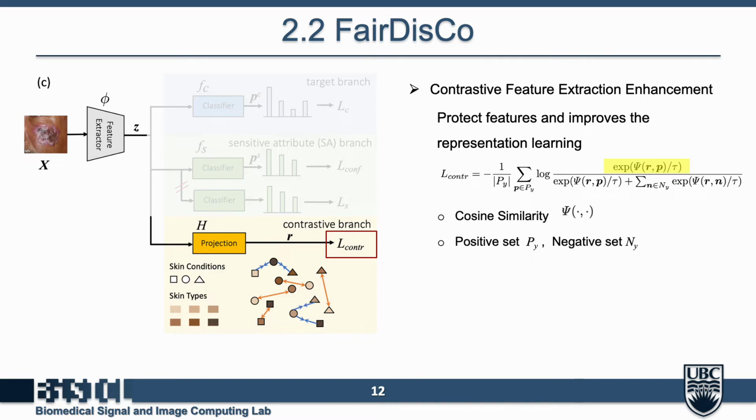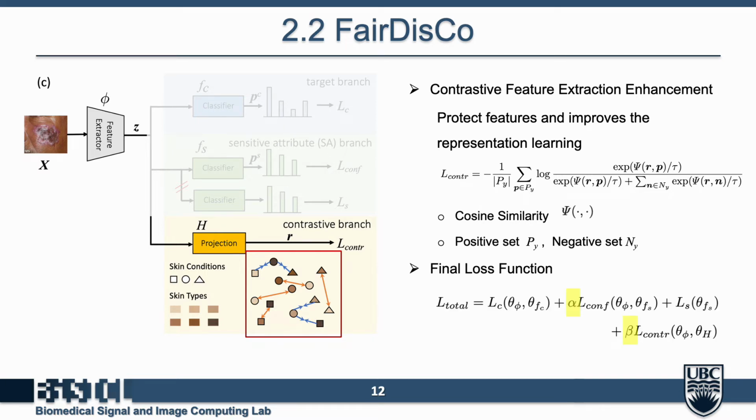The numerator is the similarity between samples in the same skin condition class, and the denominator is the summation of similarities between samples in different classes. By minimizing this loss, the network is enforced to keep as many factors as possible to push samples in the same class together and push away those in other classes without considering different skin types. Finally, our total loss function contains 4 items. We use alpha and beta to adjust contributions of the confusion loss and the contrastive loss.